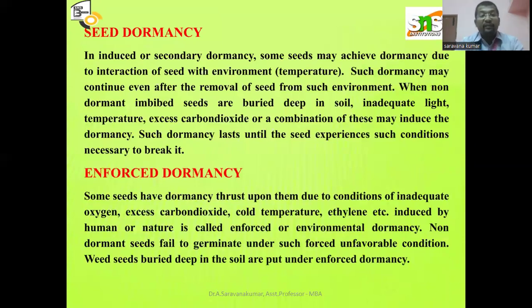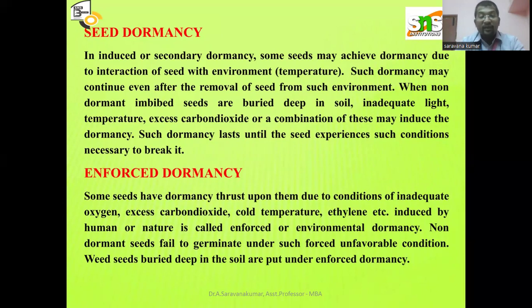Seed dormancy: induced or secondary dormancy. Some seeds may achieve dormancy due to interaction of the seed with environmental temperature. Such dormancy may continue even after the removal of the seed from such an environment. When dormant imbibed seeds are buried deep in soil, inadequate light, temperature, excess carbon dioxide, or a combination of these may induce that dormancy. Such dormancy lasts until the seed experiences the conditions necessary to break it.